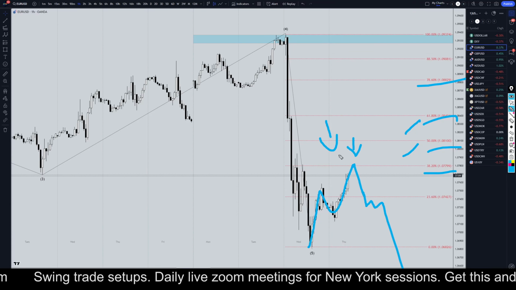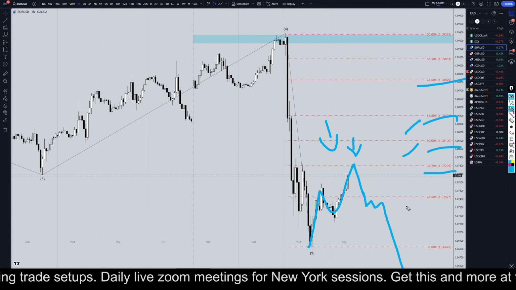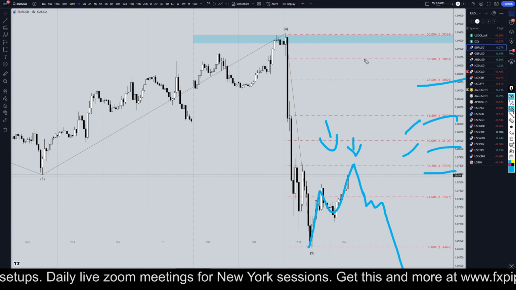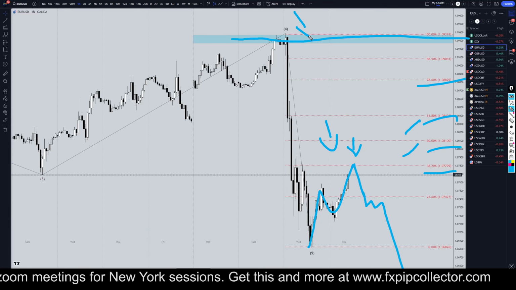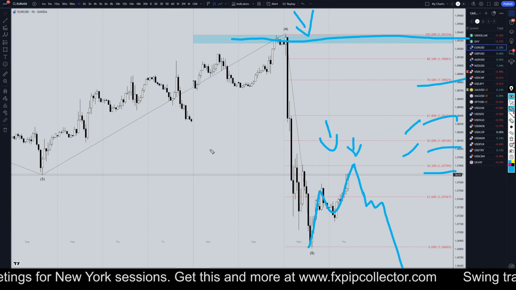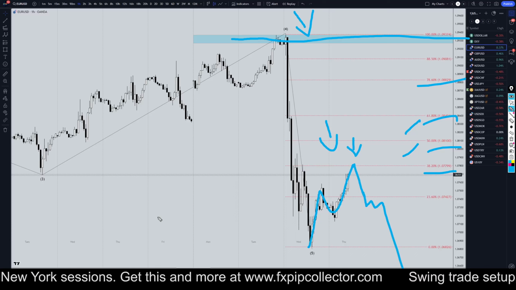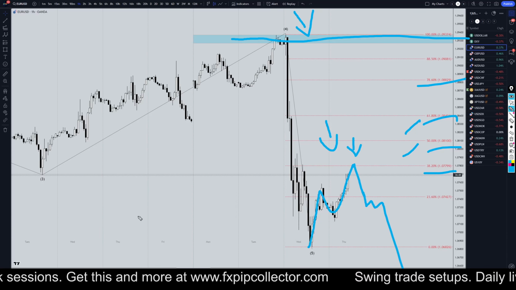So for me personally, I'm either waiting for 3 waves up to a Fib level and a push down to go short again, or I would be waiting for confirmation that the trend is over on the daily time frame with a break of structure to the upside, which we do not have as of yet, so I'm definitely still looking for shorts in a downtrend.